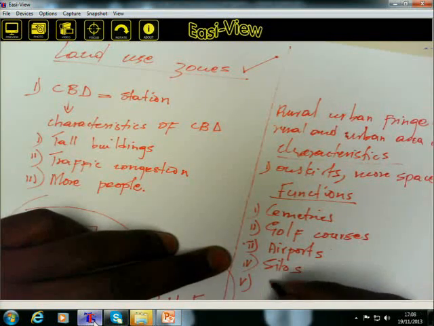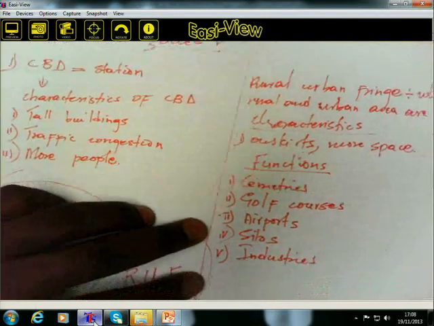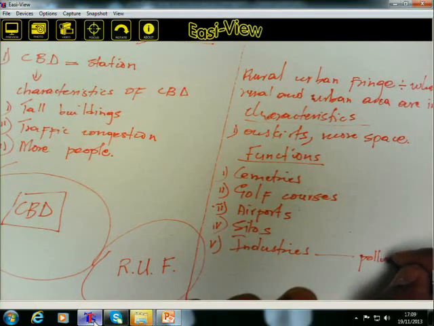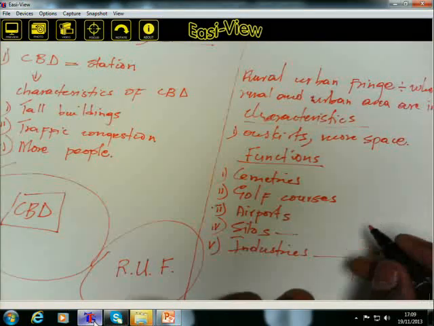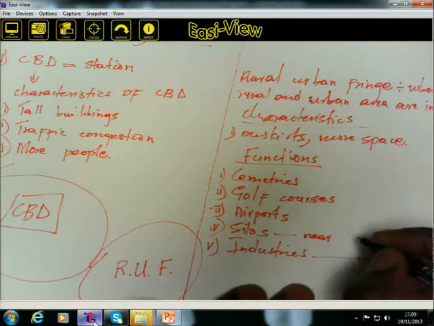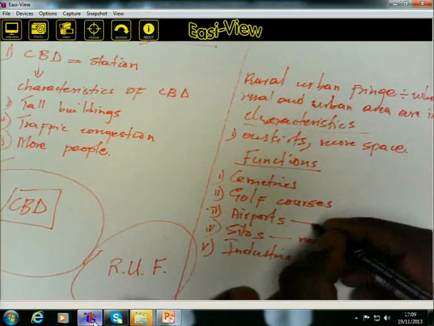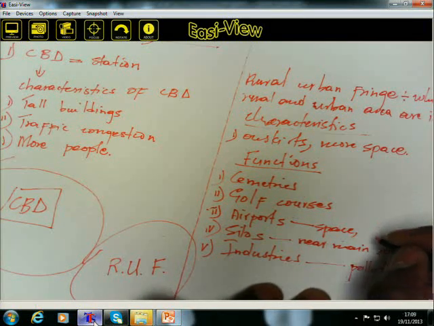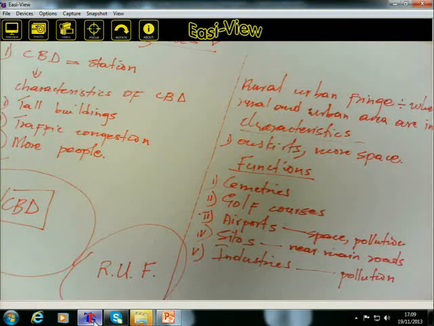You can also mention your industries that you get on the rural urban fringe. You put them on the outskirts because of what? Because of pollution. Silos, remember they store food, they need heavy transport. Then we say they must always be near your main roads. Then airports, because they need space. But worst of all is that there's a lot of pollution that you get. In this instance, we talk noise pollution.